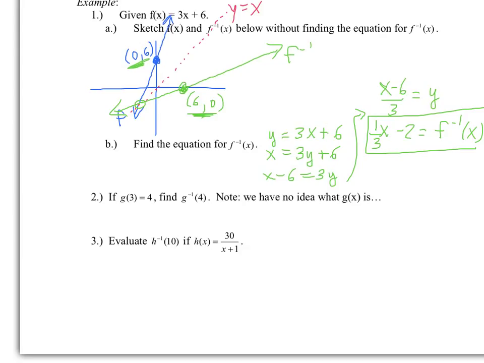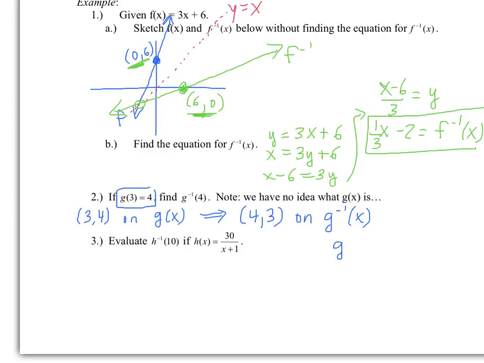So if g of 3 is equal to 4, that tells us that (3, 4) is on g of x. We are trying to find g inverse of 4. Well, recall what we said earlier. If (3, 4) is on g of x, then (4, 3) is going to be on g inverse of x. So if (4, 3) is on g inverse of x, this suggests that g inverse of 4, that's the x value, is going to equal 3. So that's our answer.